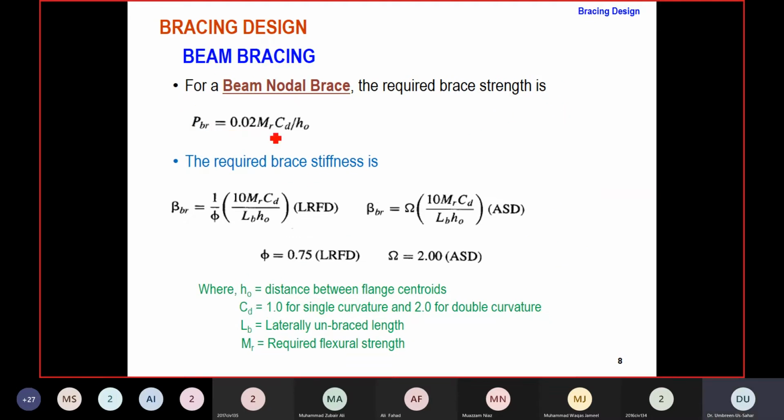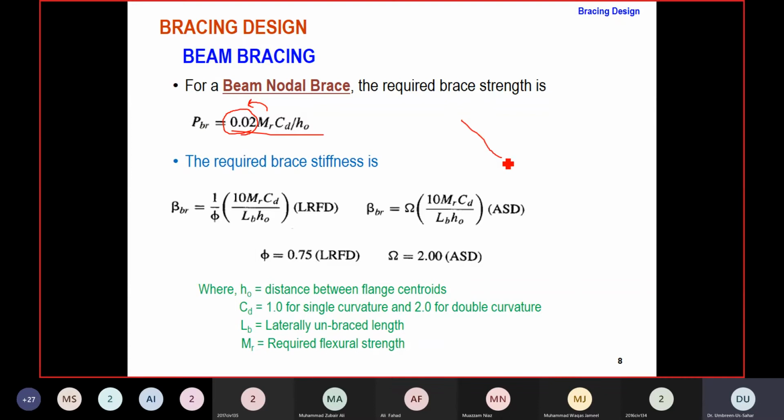Then comes the beam nodal brace. For that, again, the formula is given: 0.02 MR CD over H naught. So you can see for the nodal brace, the percentage of the moment capacity, and for the column also the PR it is transferring is more. Nodal brace के लिए ज़्यादा value हम shift कर रहे हैं brace में, ठीक है? और relative के लिए हम कम काम कर रहे हैं.